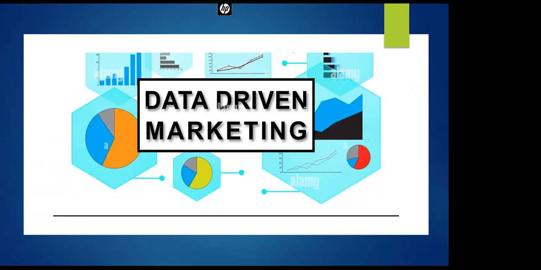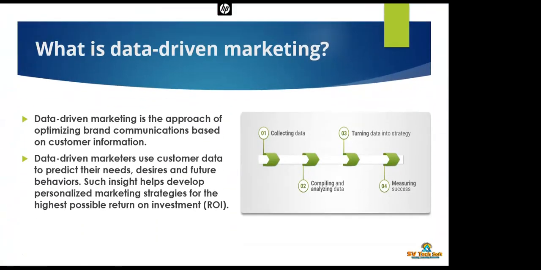It's pretty simple with the term data driven marketing: you act based on the data available within your system, based on the behavior and the data patterns, and you take the next best action. That is called data driven marketing. Let's see in detail what data driven marketing is. Data driven marketing is the approach of optimizing brand communications based on customer information. Data driven marketers use customer data to predict their needs, desires, and future behaviors. Such insights help personalize marketing strategies for the highest possible return on investment.